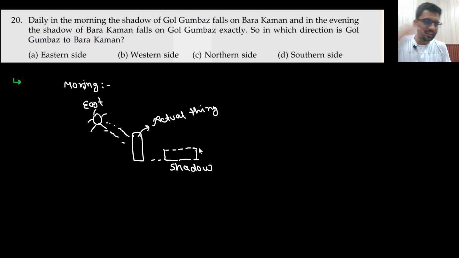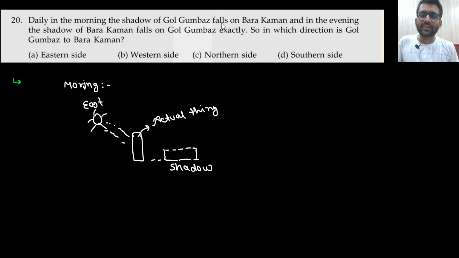So the shadow is falling in what direction? The shadow is falling in the west direction. The sun is in the east. So you are standing there. So the shadow will fall in the west, right? The rays are in this direction. So the shadow will fall ahead. No, so the shadow will fall in the west. Are you getting this point? So the shadow will fall in the west.